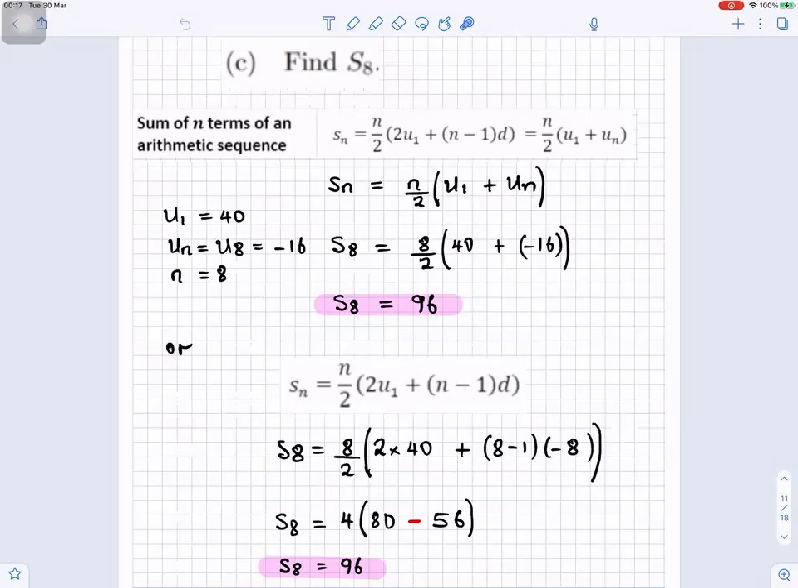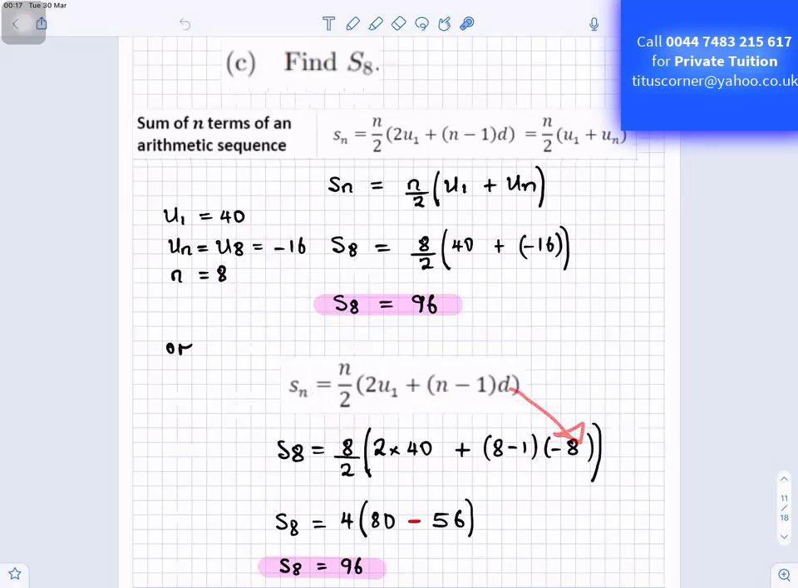If we use the first formula, we put n is 8, the first term is 40, and the common difference is minus 8. So 8 minus 1 is 7. 7 times minus 8 gives you minus 56. 2 times 40 is 80. 80 minus 56, times 4, will give you 96. So you get the same answer. And that shows that the two formulae are the same and they work equally well to solve this question.